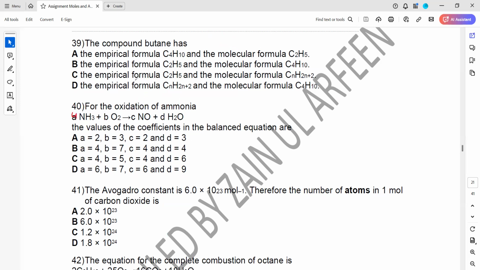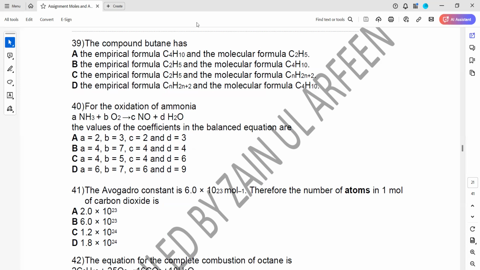When you check option B, 4 here, 7 here, 4 here, and 4. Nitrogen 4, okay, balanced. Oxygen 7 multiplied by 2 is 14. Here we have 4, and here we have 4 as well. So it does not balance oxygen.